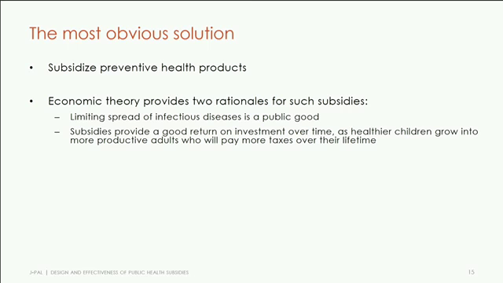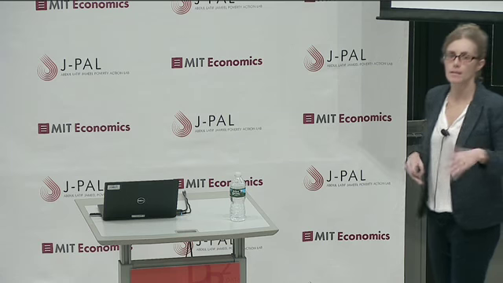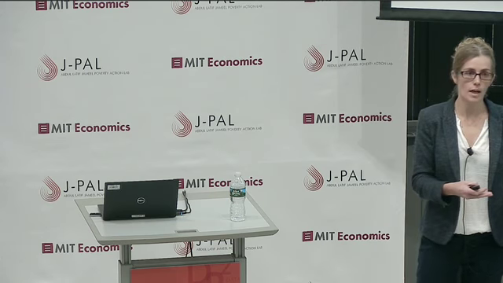Now, another argument that you can make is that because we have some strong evidence that being healthier early in life means that you're going to be more productive throughout your life. If we invest today in making children healthier throughout their lives, they will be generating more income, and then we can possibly tax them enough throughout their life to recoup the cost of this investment.